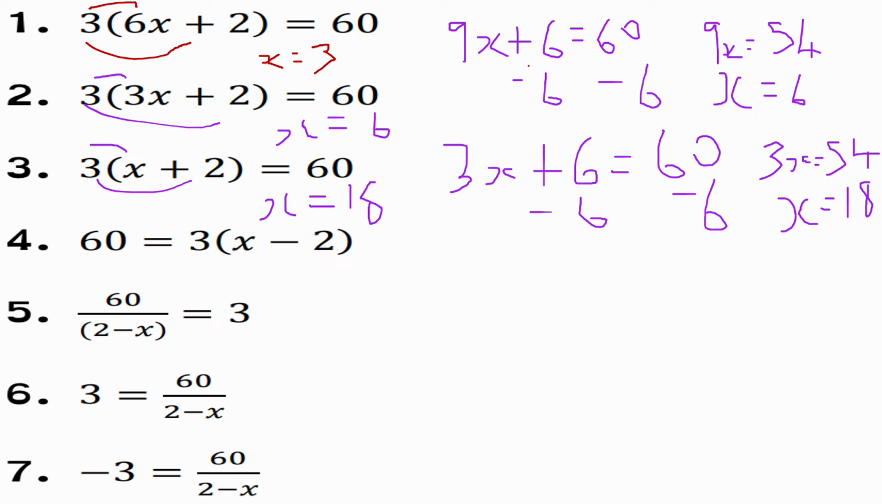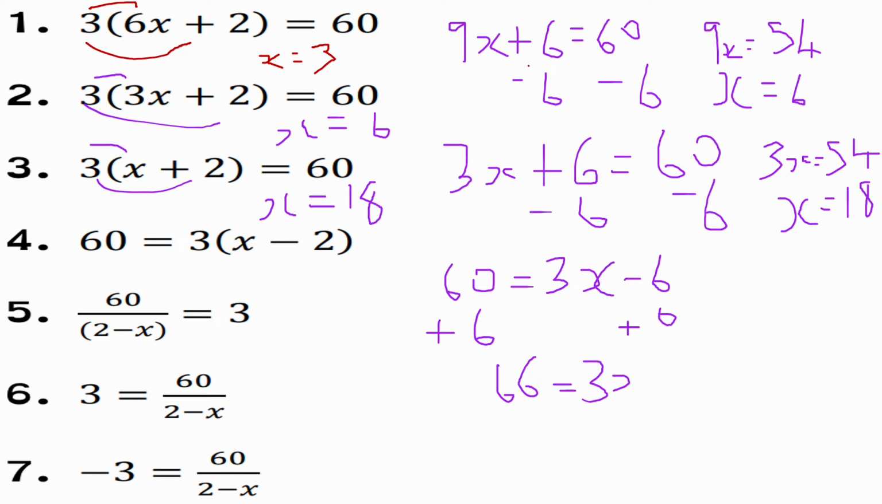This is question number 4, guys. Expanding the brackets on the right hand side, I get 3x subtract 6. 3 times x is 3x, 3 times negative 2 is negative 6, plus 6 to both sides, and then divide by 3. 66 is equal to 3x. Dividing it by 3, we're going to get that x is equal to 22 when we solve that equation. 66 divided by 3 is 22.